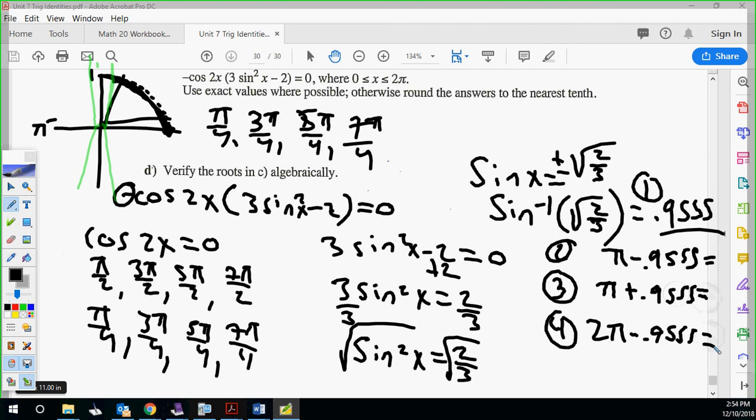They said round to the nearest tenth, so the first one actually rounds to 1. Yeah, they put 1.0. 2.2, 4.1, and 5.3 are the other solutions.